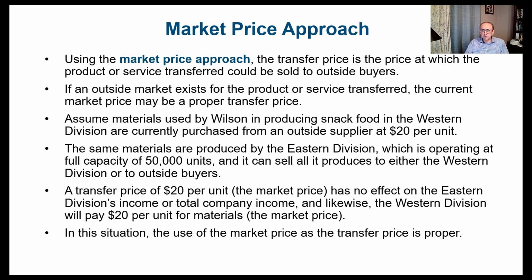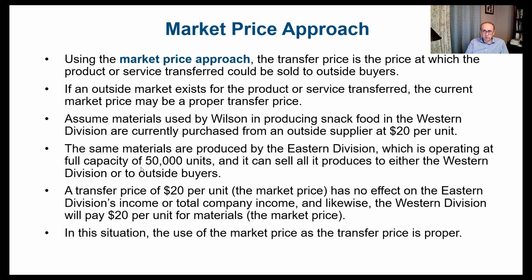So assume material used by Wilson in producing snack food in the Western division are currently purchased from an outside supplier at $20 per unit. The same material are produced by the Eastern division, which is operating at the full capacity of 50,000 units. Remember, it's full capacity. They cannot produce any more. And it can sell all its products to either the Western division or to outside buyers.